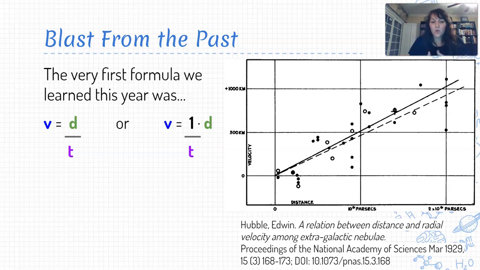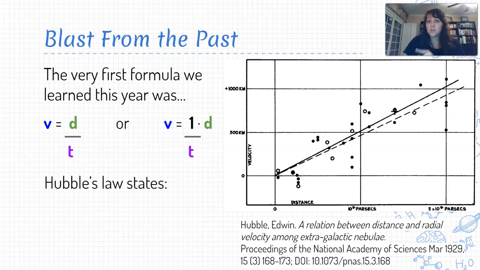So we've already seen a linear relationship between velocity and distance before. And we can rewrite this equation as velocity is equal to 1 over time times distance, the same way that 3/4 is the same as 1/4 times 3. I can just separate those two things out. So this was our first equation in the very beginning of the year, way back in August and September.